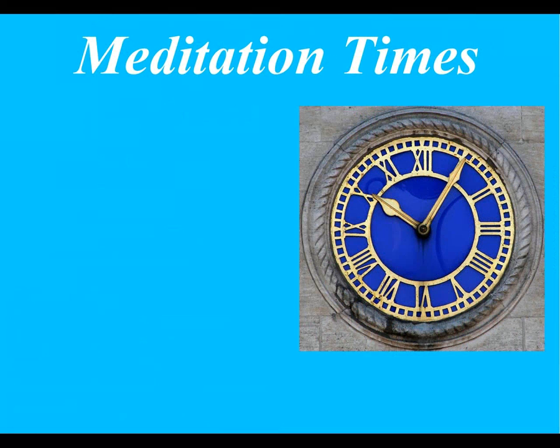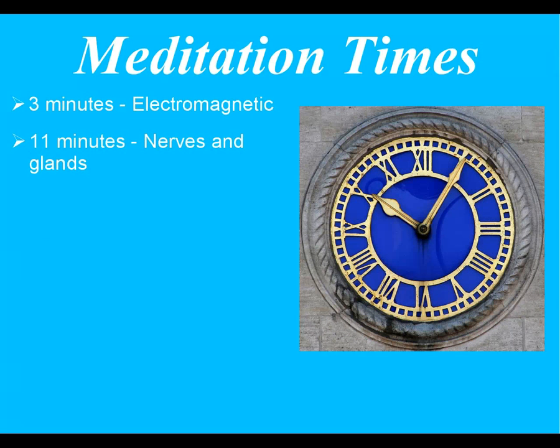The length of time of the meditation has an associated effect. 3 minutes affects the electromagnetic field and blood circulation. 11 minutes affects the nerves and glandular system. 22 minutes balances the three minds, the negative, positive, and neutral, and they begin to work together.